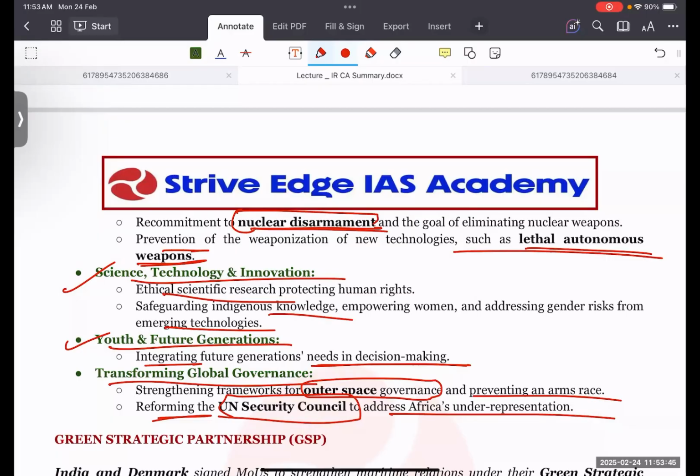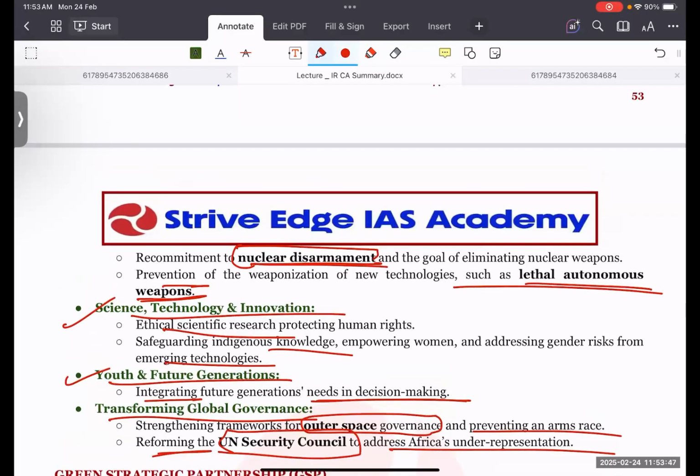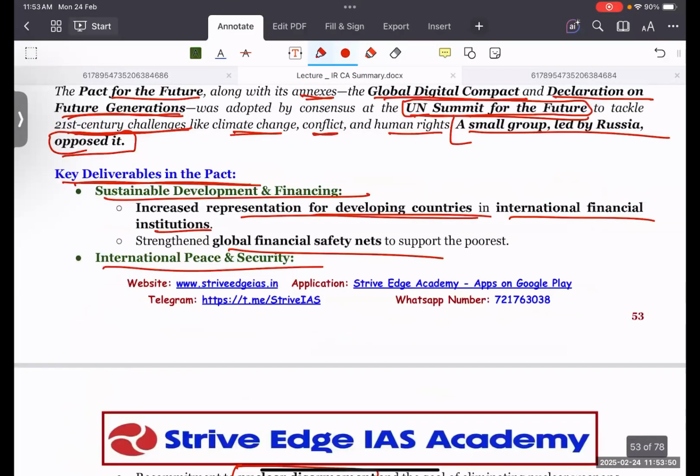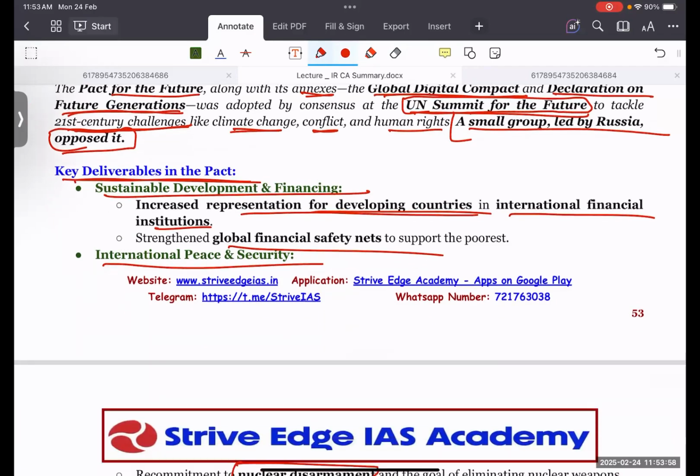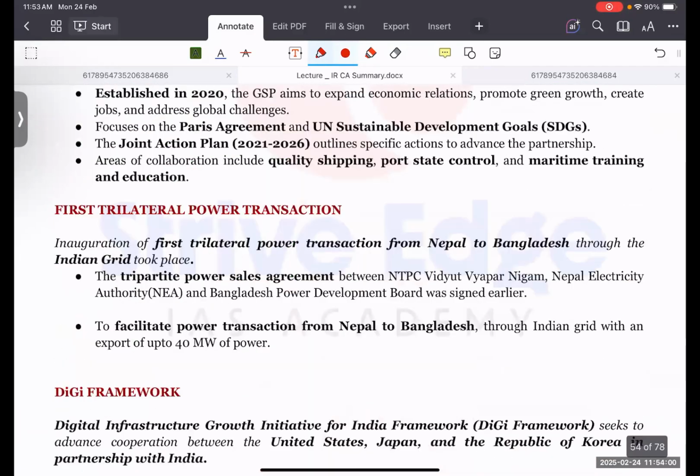So this is more of a mains perspective, but remember some of the initiatives from this, and also remember that the Pact for the Future, along with the Global Digital Compact and the Declaration on Future Generations, has been adopted by consensus at the UN Summit for the Future.